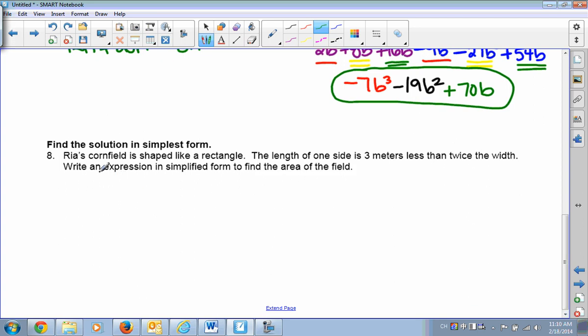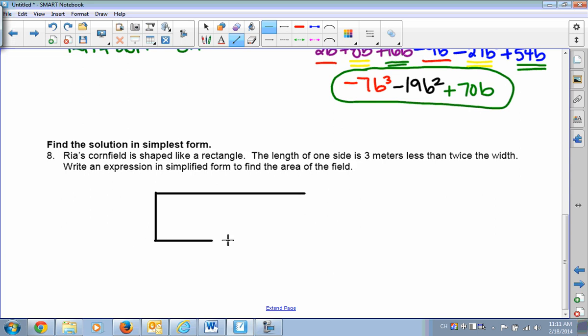Okay, number 8. Ria's cornfield is shaped like a rectangle. Uh-oh, here we go. I have to draw a rectangle again. See if I can make it look like a rectangle. Learned my lesson yesterday.